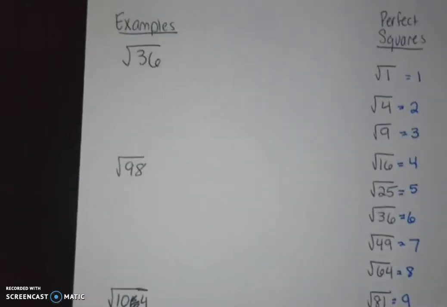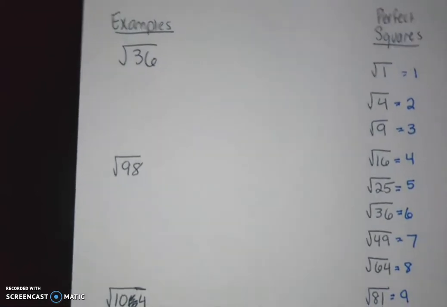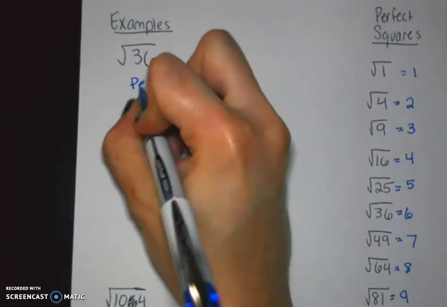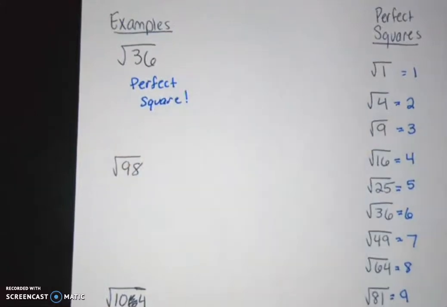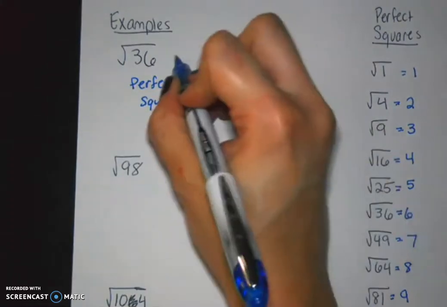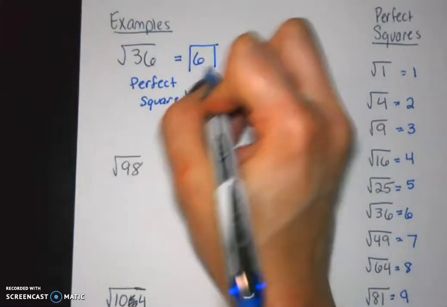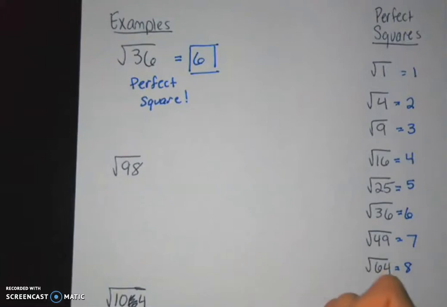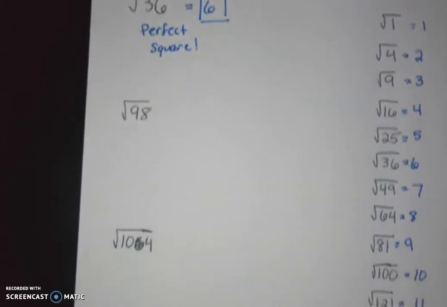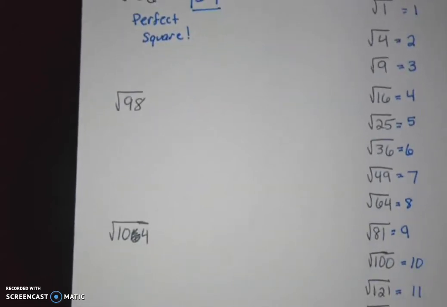So if we look at our first example, 36 is actually a perfect square. So we can go straight to our list, and we see that the square root of 36 is 6, and we're done. Once again, if you forget, you can apply the method we're going to do in the next problems to simplify that radical as well. So let's look at the square root of 98.